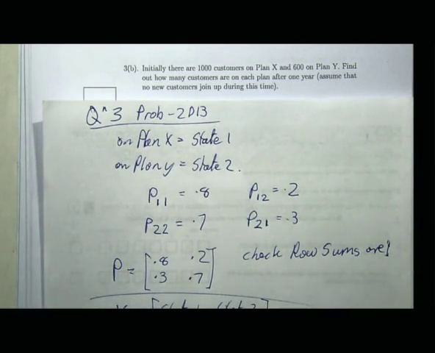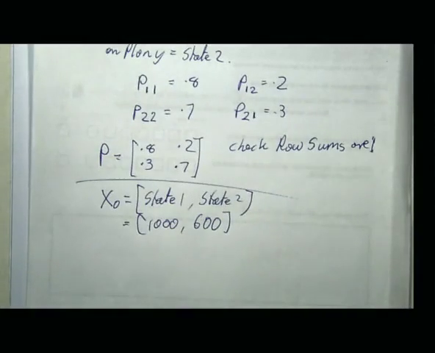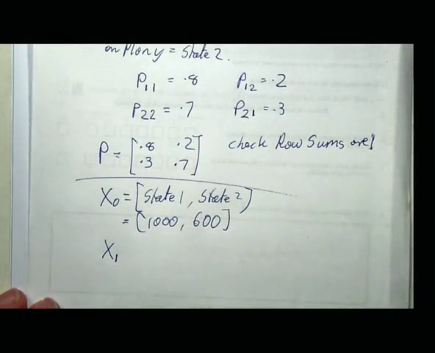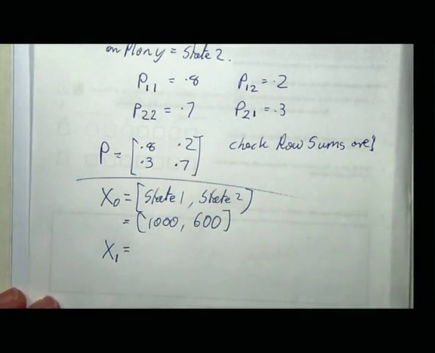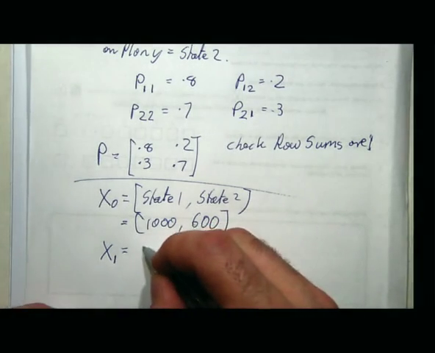Find how many customers are on each plan in 1 year. Assume that no new customers join. Okay, so this is nice and simple. They're asking me to find X1. At Christmas, everyone has a choice whether they stay on their current plan or switch, and they have to decide by New Year. So we're talking New Year's Day. We want to know how many people have switched and how many people are stuck.